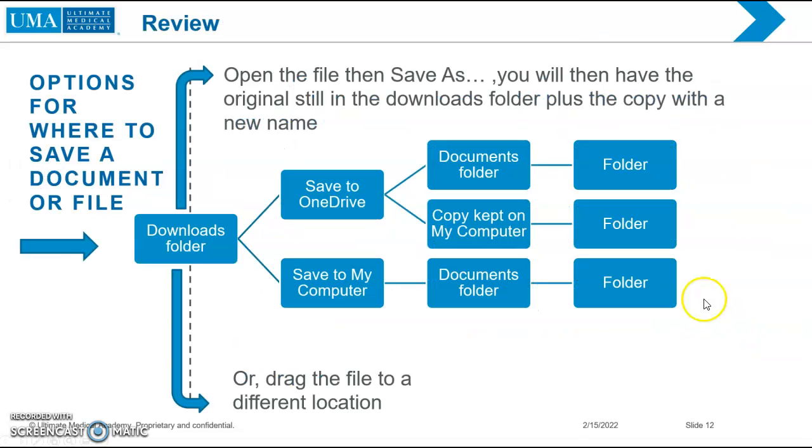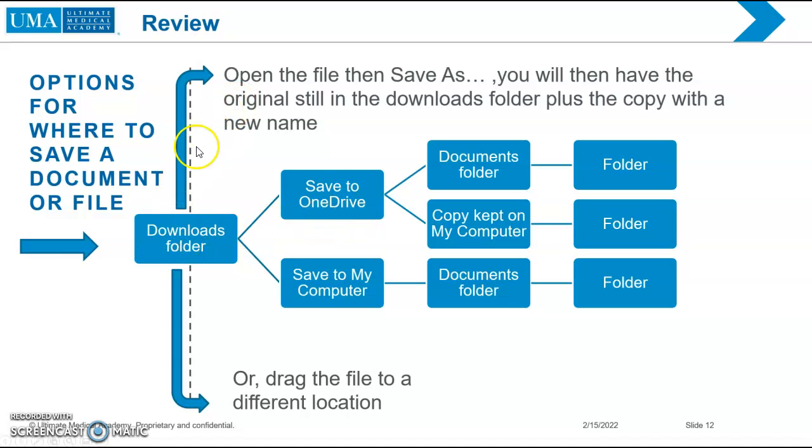And to recap then, let's go back to when you download a file into your Downloads folder, you can open the file and do a Save As, and that will give you a new copy in addition to the one that's in the Downloads wherever you save it. So you save it to your computer, that's where it's going to be, in the Documents folder or wherever you put it. If you save it to OneDrive, it will be in whatever folder you put it in, plus there will also be a copy on your computer.